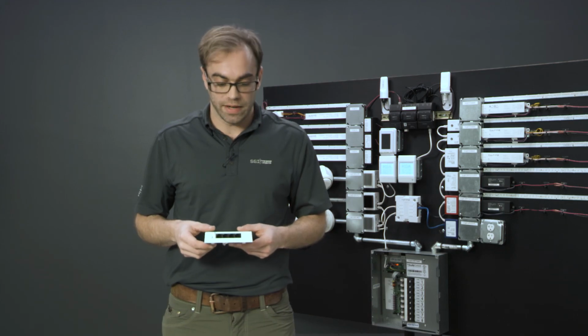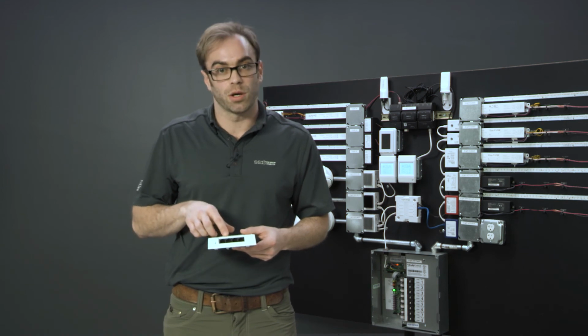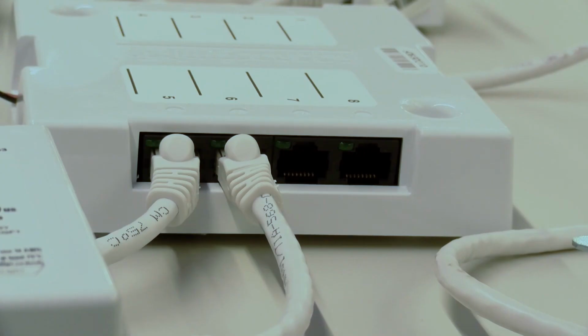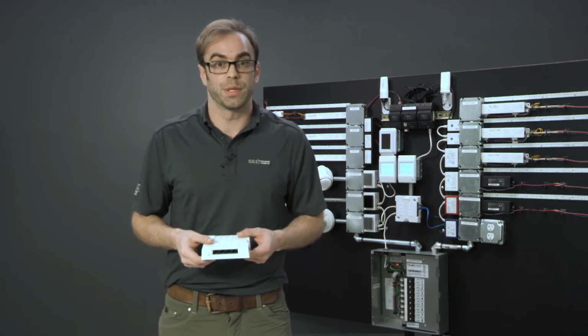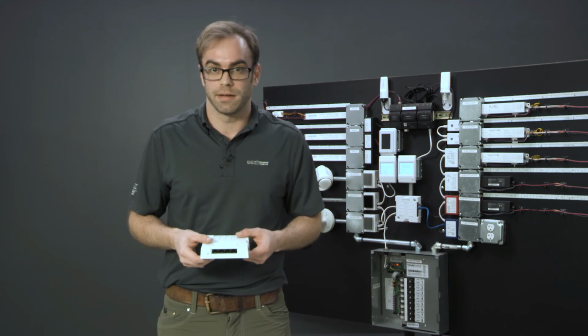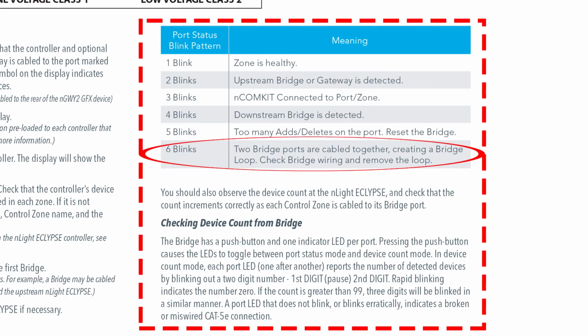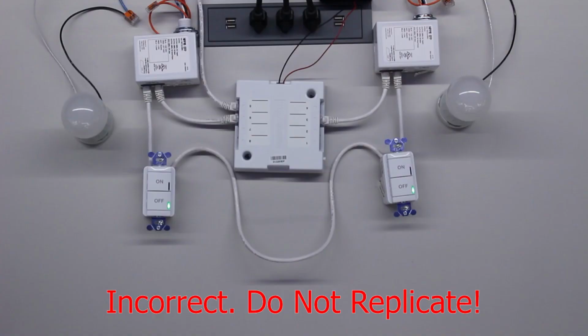nLight bridges have an LED indicator on each one of the RJ45 ports that will blink device status or error codes. Keep this in mind and refer to the nLight Pocket Guide on blink error codes for an nBridge 8 if troubleshooting is required. Also, avoid looping a room from one bridge port back to another available bridge port to avoid communication and device errors.